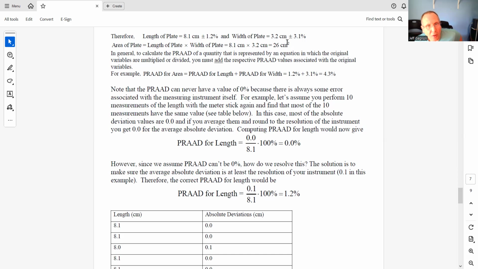All right, now what if we want to calculate the PRAD for the area itself? So we know the PRAD for length, that was 1.2%. We know the PRAD for width, right, 3.1%. Now let's say we want to calculate the PRAD for the area. So notice that area is an equation that involves length times width. Actually, let me jump over to the tablet for a second to explain this part.